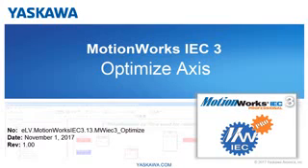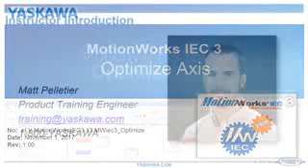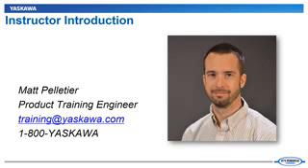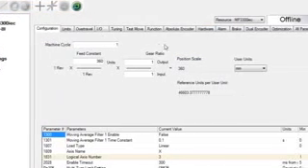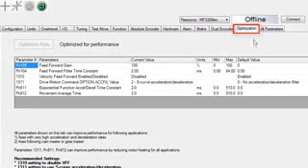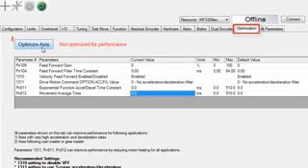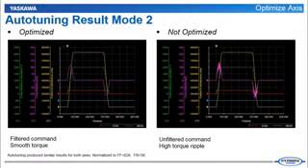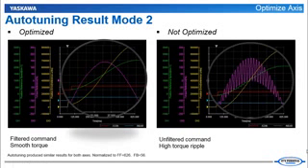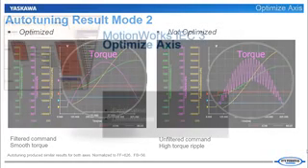In this video, I'll demonstrate and explain the Optimize Axis feature in hardware configuration. Hi, I'm Matt Pelletier. Here's a quick preview. In hardware configuration, there's an optimization tab for each axis. Click the button to calculate and set tuning-related parameters to their optimum value. These values cause the servo motor to respond more smoothly, reducing torque ripple and motor heating.